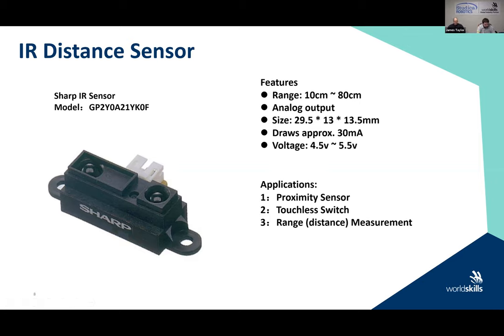How would we use this sensor? We could use this sensor for a lot of different things. We could use it as a proximity sensor. We could use it as a touchless switch to turn something on and off, right? For proximity, are we close to an object? Are we far away from an object? All right. And we can use it to measure the range or distance as well. So, you know, it'll try to approximate a range within 15 centimeters, 20 centimeters.